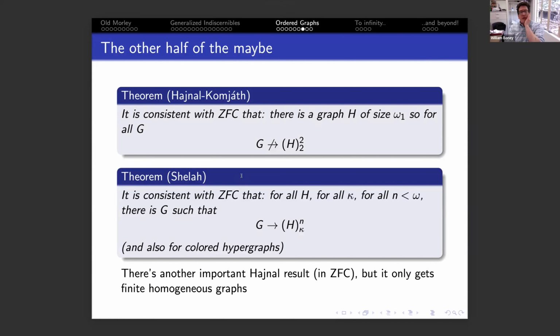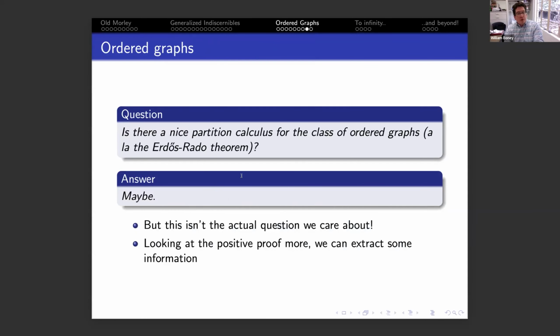Right, and Hajnal proves something else in ZFC, but it's only for finite things, so it doesn't directly give us what we want. And so we started with a combinatorial question. The answer was maybe. But again, this wasn't really the question we wanted. So we want to look at this proof and get some more information.